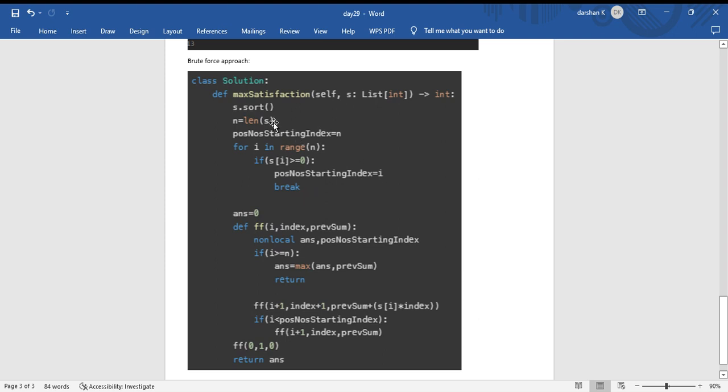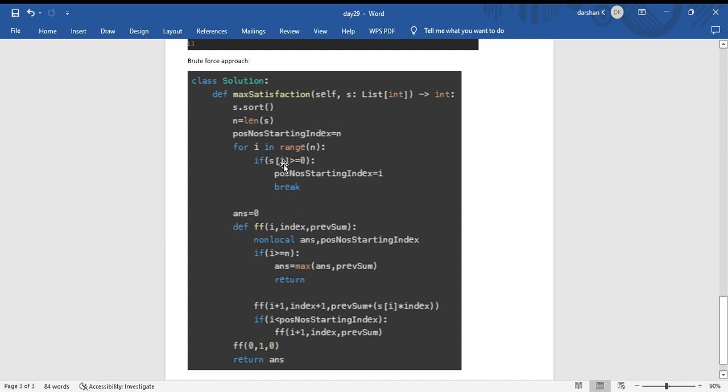The idea here is very simple. We have to sort the array. Once we sort the array, there will initially be some negative numbers, then a zero, and some positive numbers. Zero may not be present. So initially there will be some negative numbers and then some positive numbers. The part which divides the negative and positive numbers, that index I am trying to store in my positive number starting index variable.